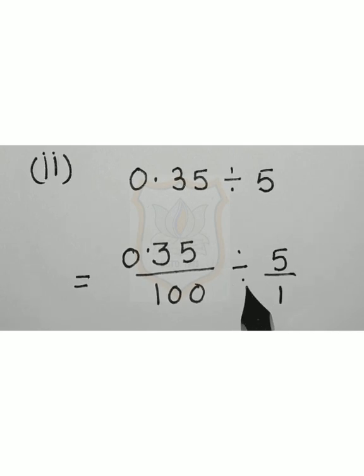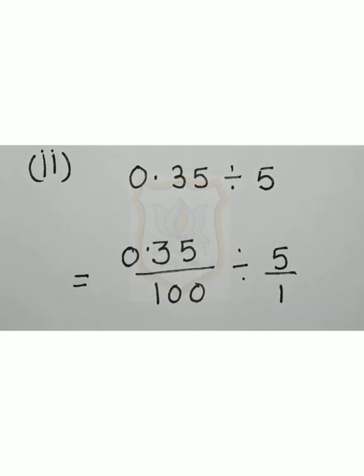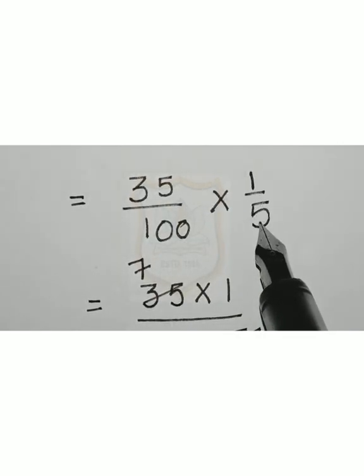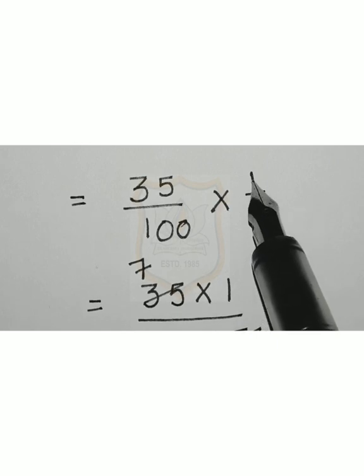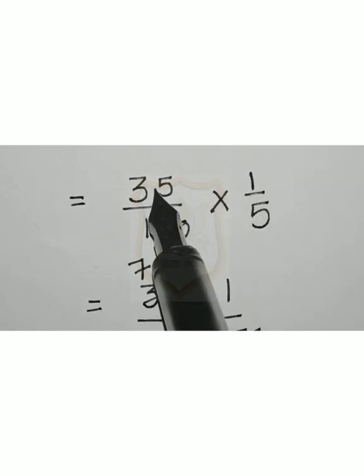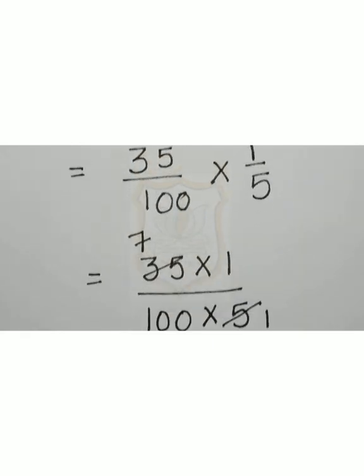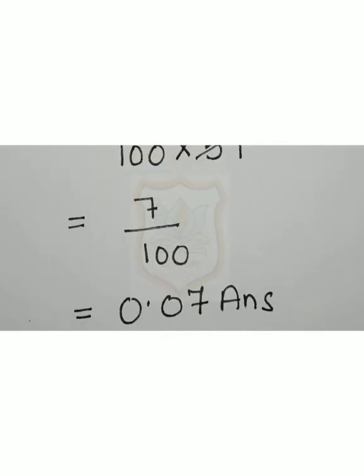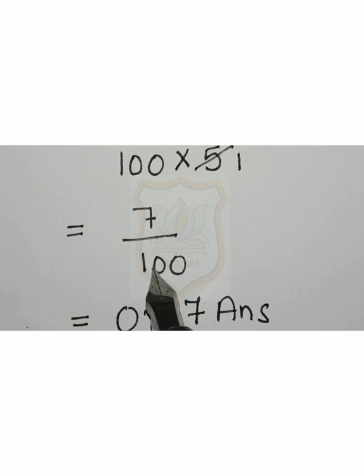Again students, this division is converted into multiplication and reciprocal of 5 upon 1 is taken to solve this sum. So 35 upon 100 multiplied by 1 upon 5 because reciprocal of 5 upon 1 is 1 upon 5. Now numerator into numerator upon denominator into denominator. So 35 into 1 upon 100 into 5. Now we will cancel this 5 ones are 5, 5 sevens are 35. Now our question will be 7 upon 100.